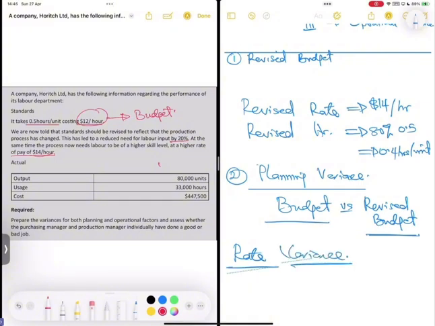Rate variance is about price. Did we pay those labor a different rate than we planned to pay? They have worked for some hours. The rate variance asks, did we pay them at a different rate from plan? So what did we plan to pay? The old budget was 12. But the revised budget is 14. So our variance is 12 minus 14.